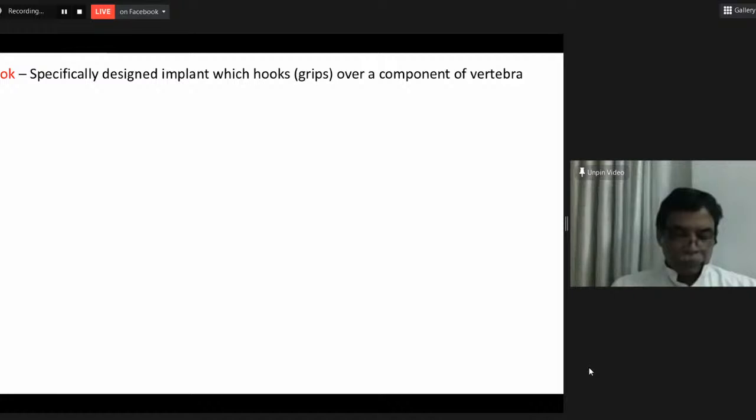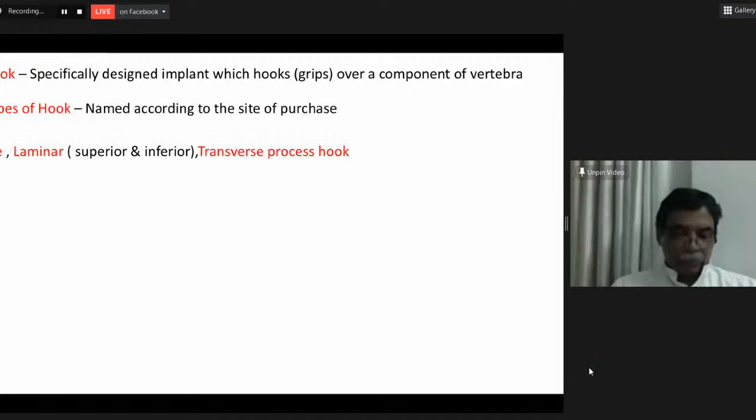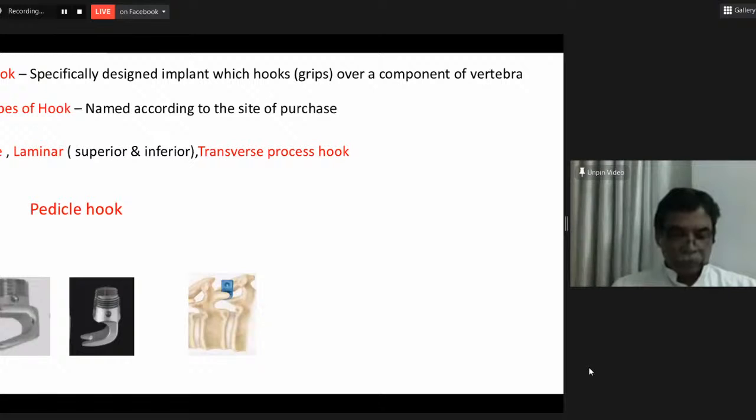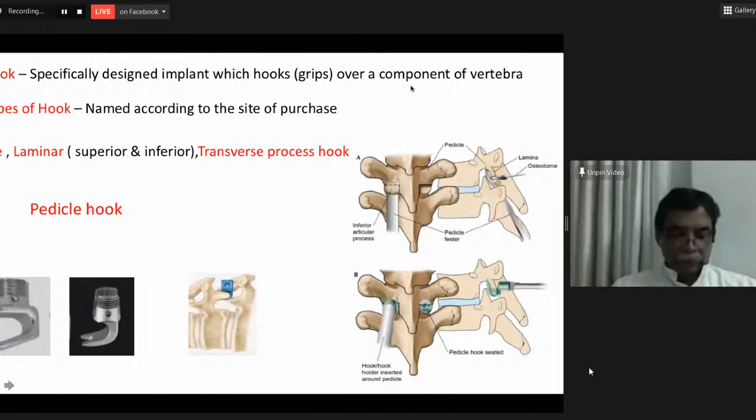Specifically, a hook is an implant which hooks or grips over a component of the vertebra. There may be different types of hook according to the site of purchase. It may be a pedicular hook, a laminar hook, which may be either superior or inferior, or a transverse process hook. You can see this is the pedicular hook. It is inserted between the superior and inferior articular processes, and this has been done in the thoracic vertebra. That's how you should make the opening here. You make a cut like this and try to insert the pedicular hook in this direction. So you can see this is the way one should insert the pedicular hook here.